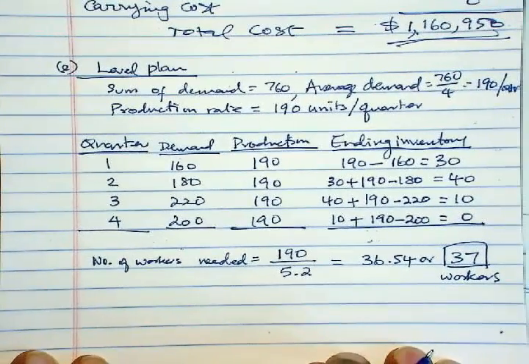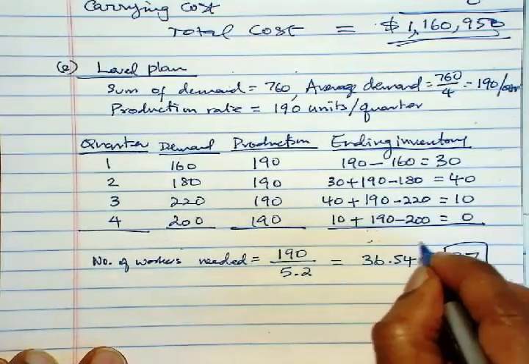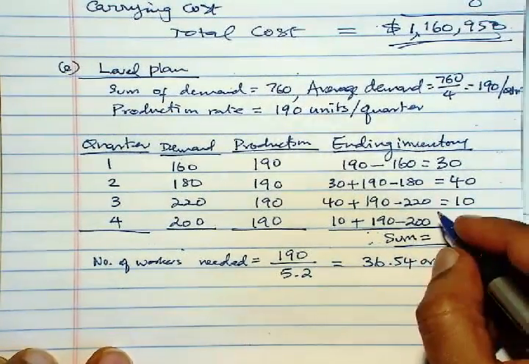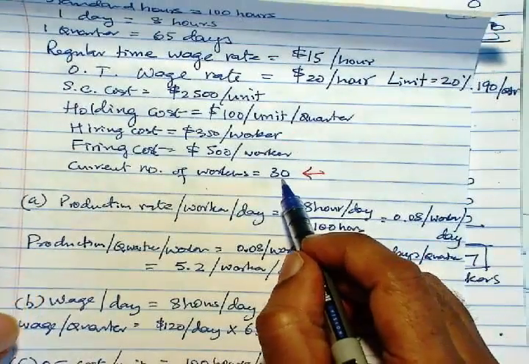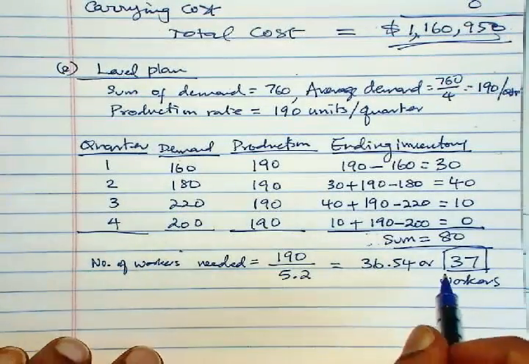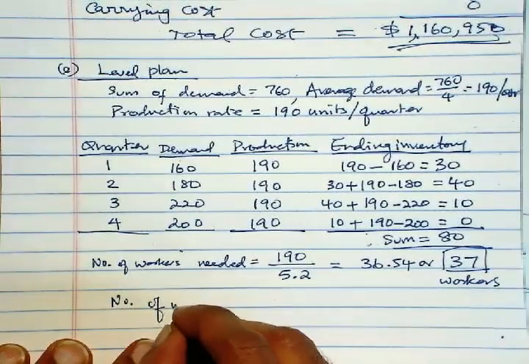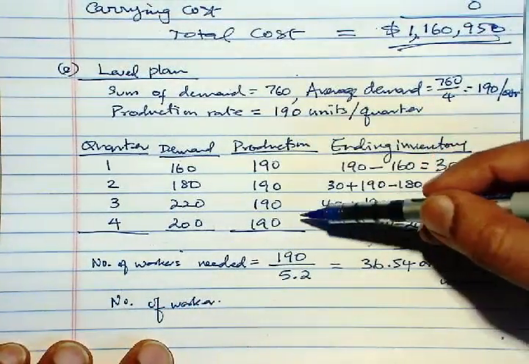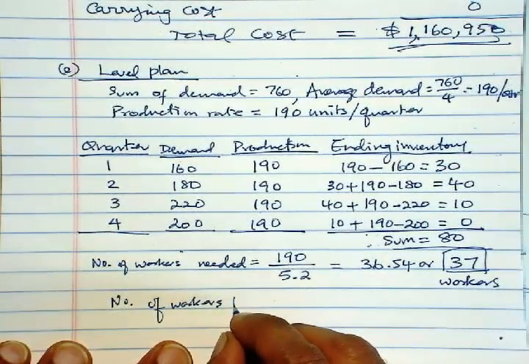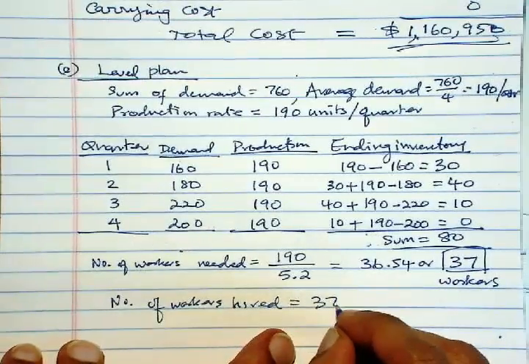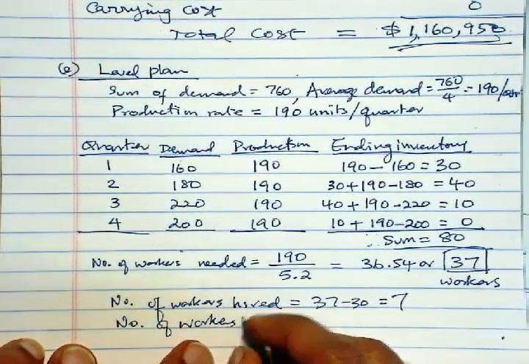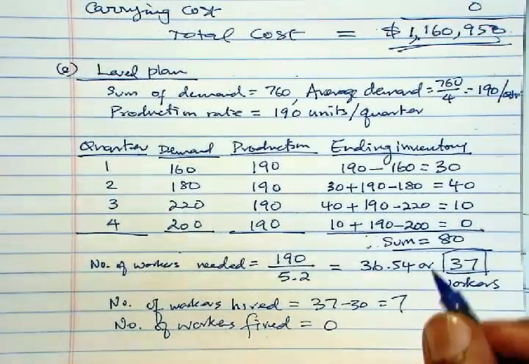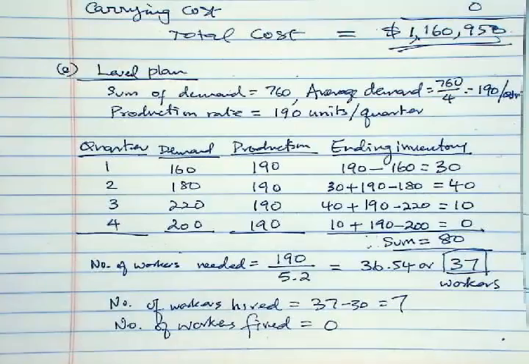workers. We also need the sum of ending inventories, so that will be equal to 80, and we need number of workers hired or fired. Now remember, we start with 30 workers at the beginning, so we have high number of workers hired at the very beginning. After that, we maintain the same number of workers because the production rate is constant. So number of workers hired is 37 minus 30 equal to 7, and number of workers fired is 0, of course. So now we have everything that we need to compute the total cost.